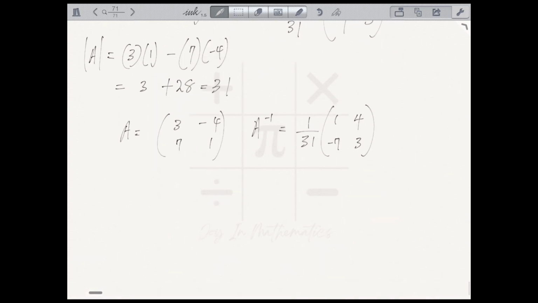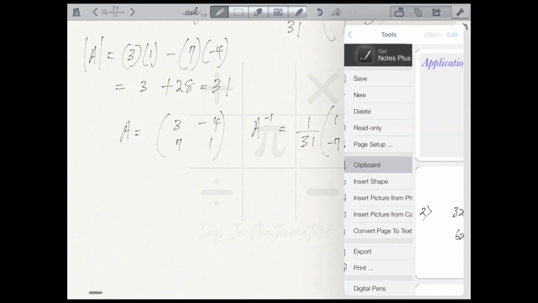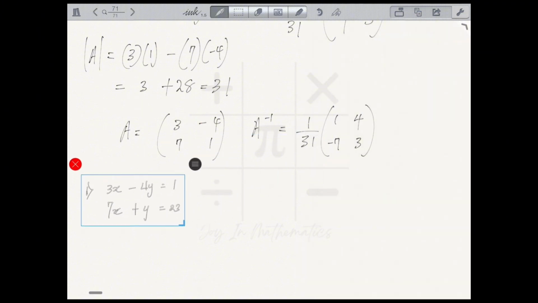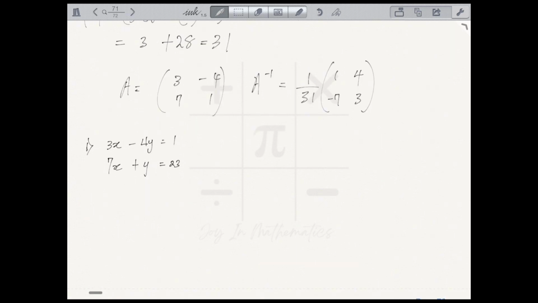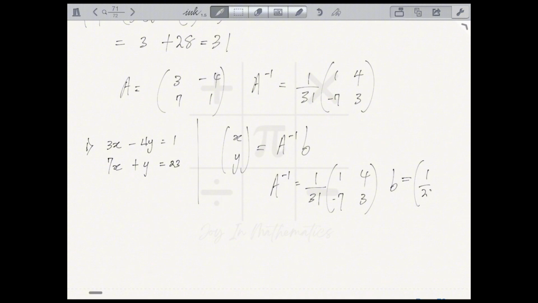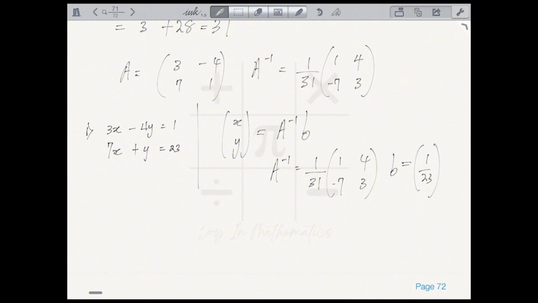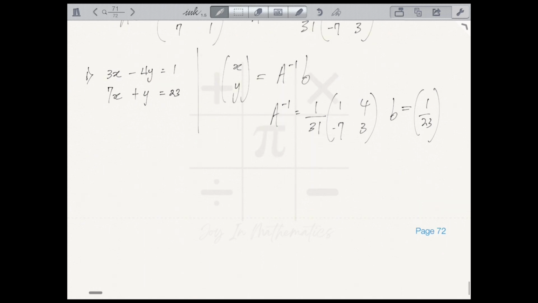Now let's remember the question again. We interpreted this to say that we have the unknown x and y equal to A inverse multiplied by B. And now we know that A inverse is 1 over 31, 1, 4, minus 7, and 3, and B is equal to 12 and 3. So all we have to do now is perform a multiplication of two matrices.